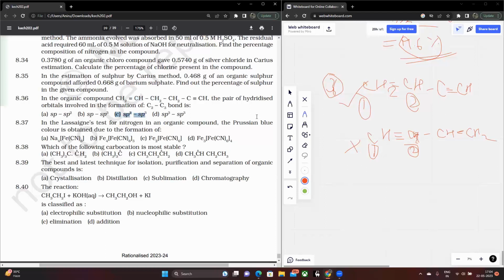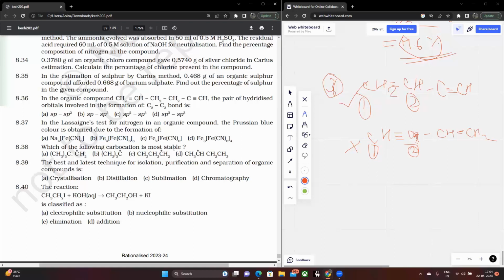In the Lassaigne's test for nitrogen, the Prussian blue color obtained is due to the formation of, I've told you this, basically ferric ferrocyanide, right? It's Fe4, wait, it's Fe4[Fe(CN)6]3. It is option B, right? Fe3+ and Fe2+, ferric ferrocyanide.